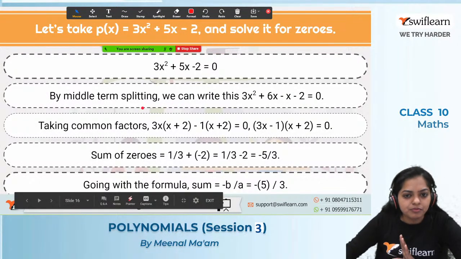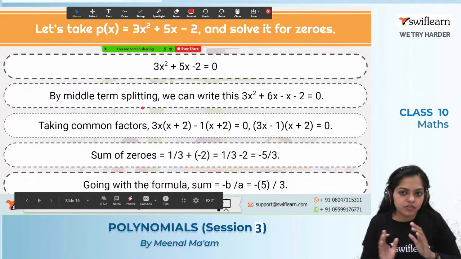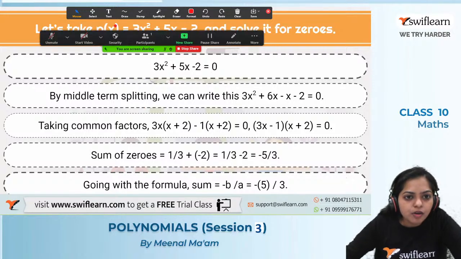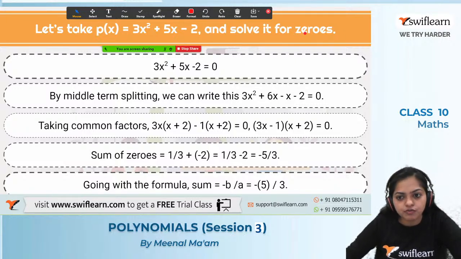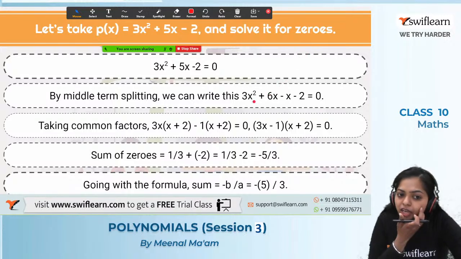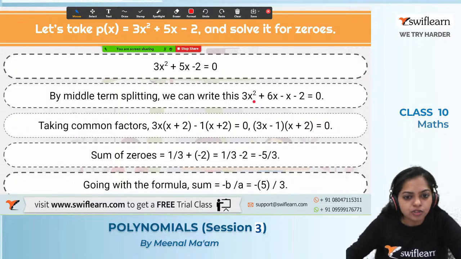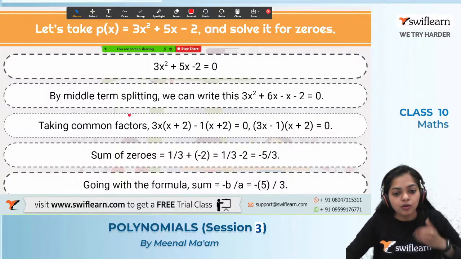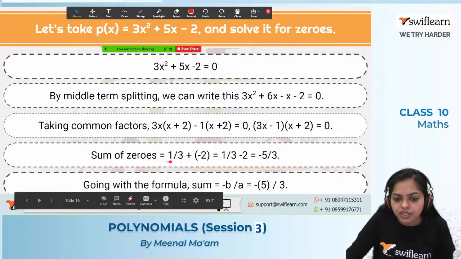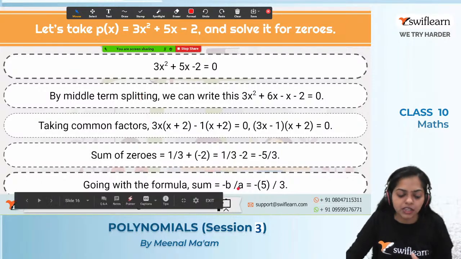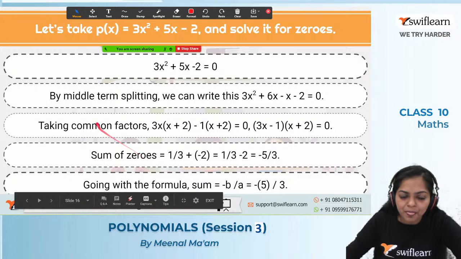Let's take an example to understand how to find the sum of the zeros. Okay. Let's take p(x) equals 3x square plus 5x minus 2. This is one of the polynomial expressions. And we have to solve it for zeros. First, we will find the zeros by splitting the middle term. And then check by using the formula whether the sum of the zeros that we find using the splitting method is equal to the formula method or not. Alright. Ready for that? Okay everyone.